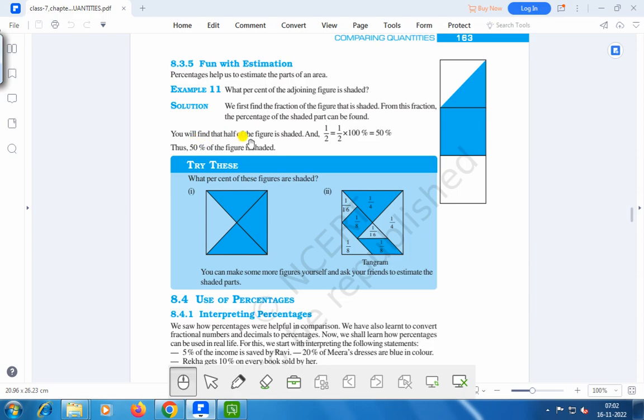You will find that half of the figure is shaded, that is 1 by 2, 1 by 2 into 100%, that is 50%. Therefore, we can say that 50% of the figure is shaded.